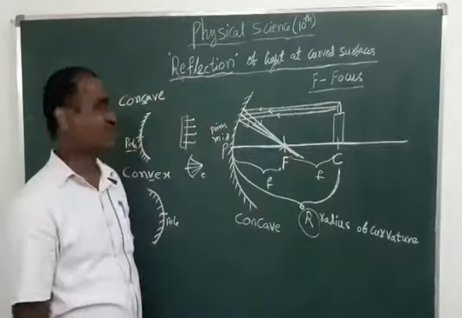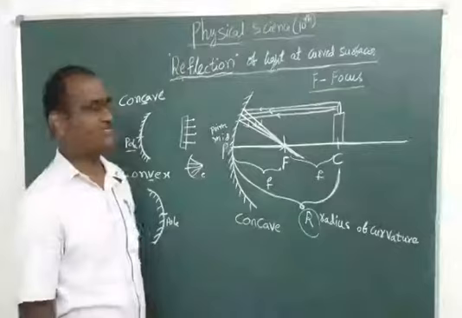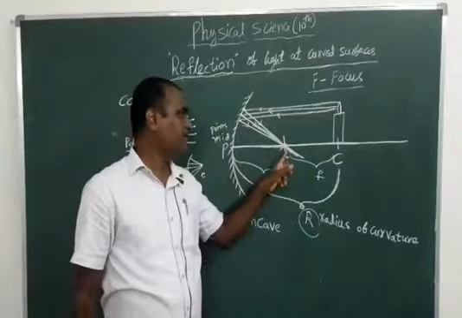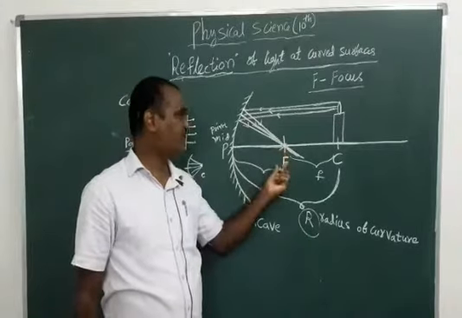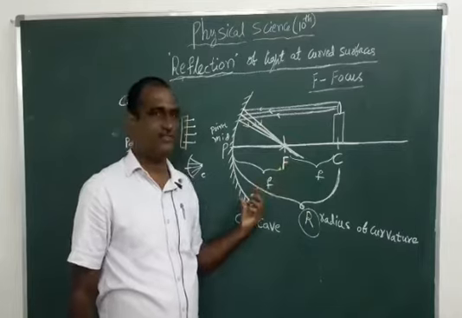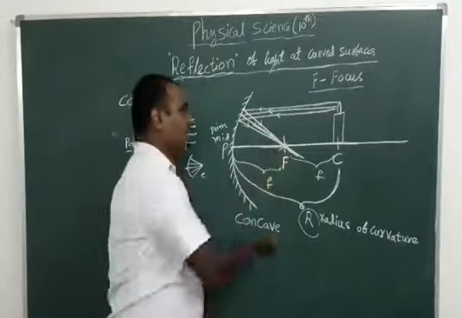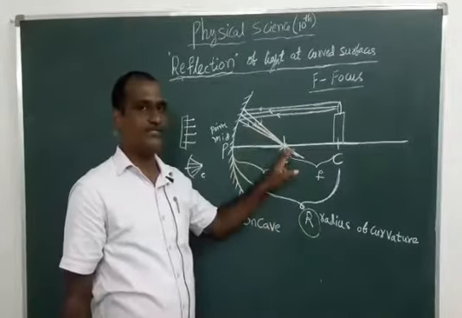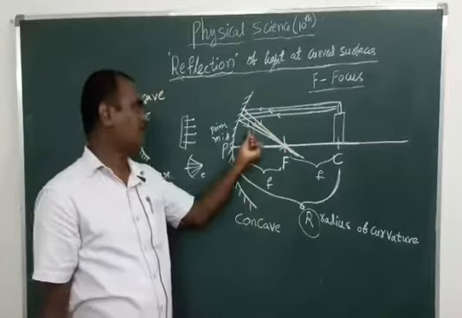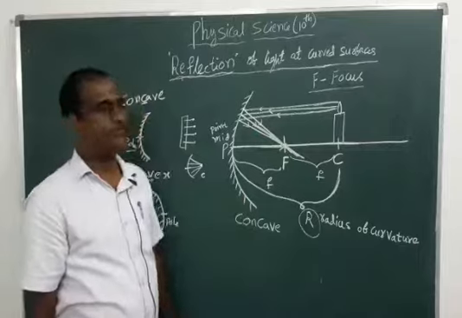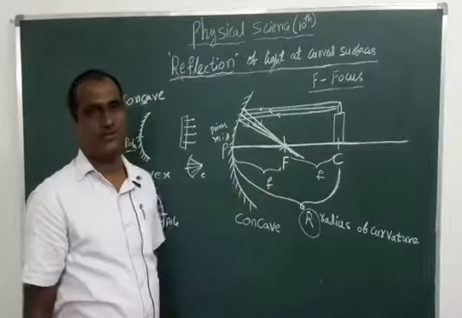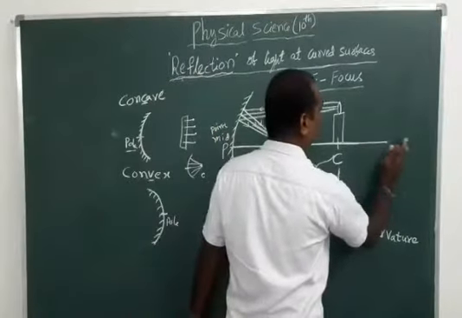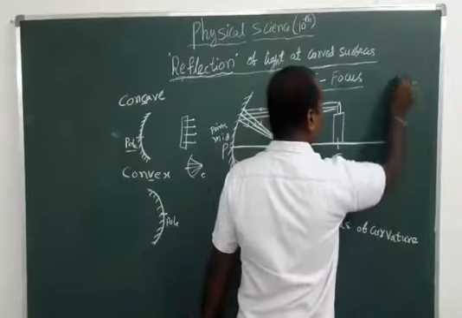What is the definition of focus? From this you can say easily. The point at which all the reflected light rays meet or join is called the focus of the mirror. Focus is a point. Again I am repeating the definition: the point at which all the reflected light rays meet, or join at a point, is called the focus. After finding the focus, till now how many points have we derived? How many points did we find? First, pole.